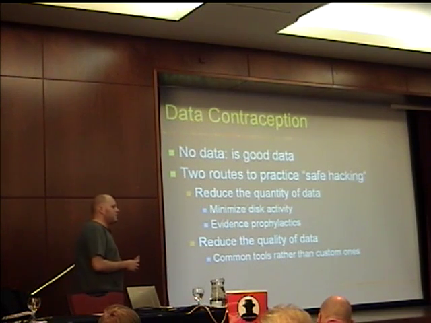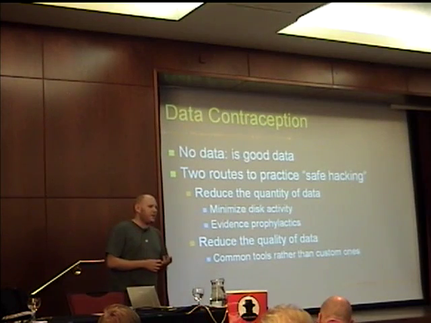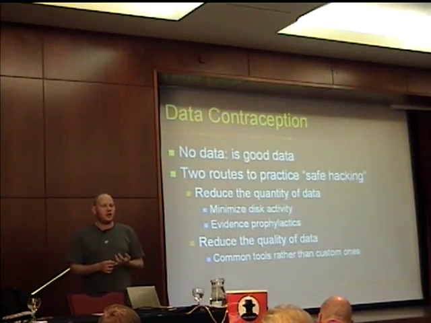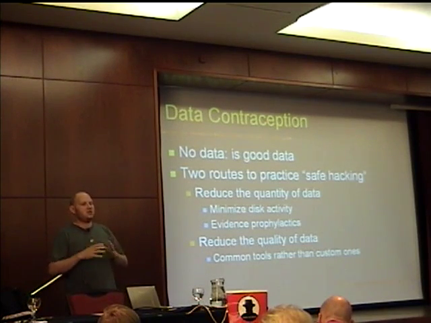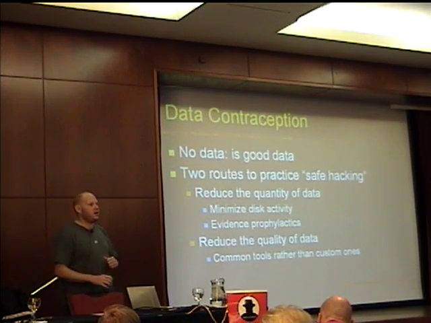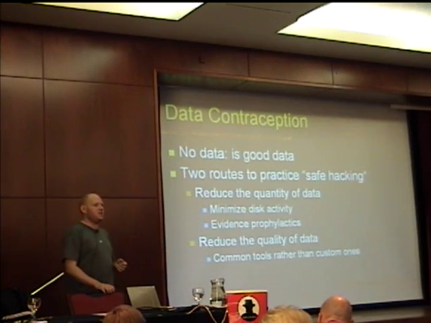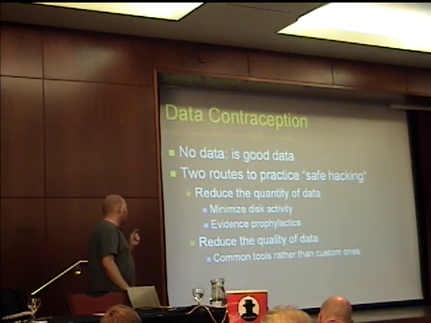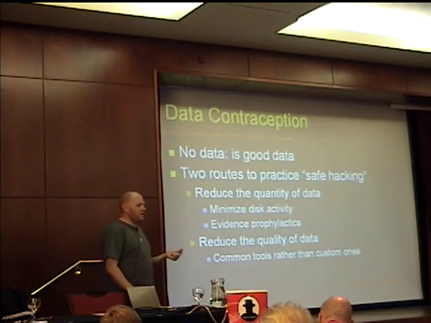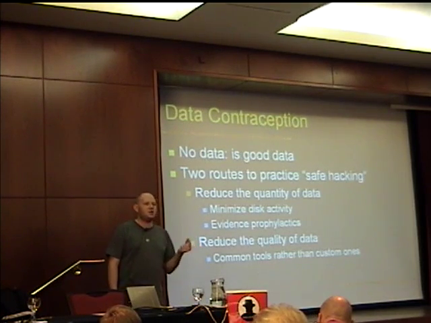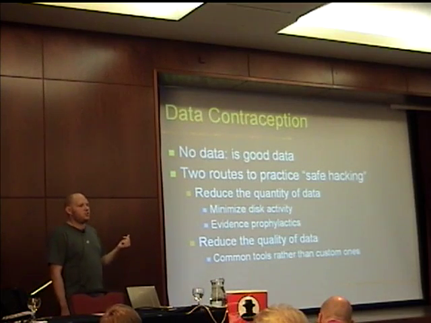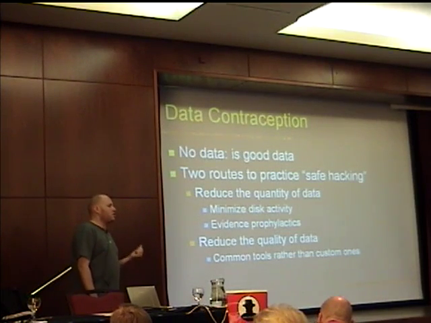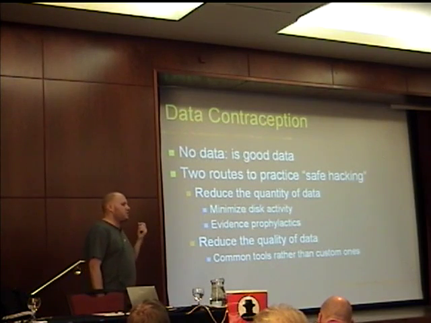Right? We also use something they call evidence prophylactics. These are things which insulate you from the operating system so that you can operate entirely in your own environment and trust that you're not going to be using APIs which inadvertently access and update information that you don't want updated. And by reducing the quality of data, every time that we actually do need to interact with the file system, we can do it with generic tools. We can do it with tools which exist on every system out there rather than with custom developed tools, because if we use generic tools, it doesn't mean anything.